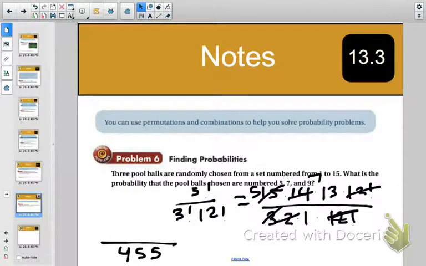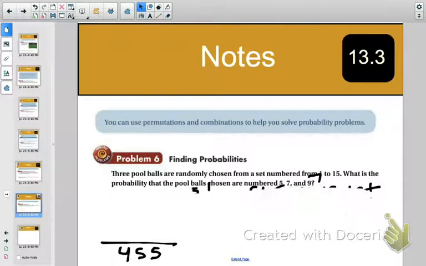And then on top, we need to figure out the probability that you choose 5, 7, and 9. There's only one combination of 5, 7, 9, because that's the same as 7, 5, 9. There's only one way to get that. So 1 out of 455 would be your probability.